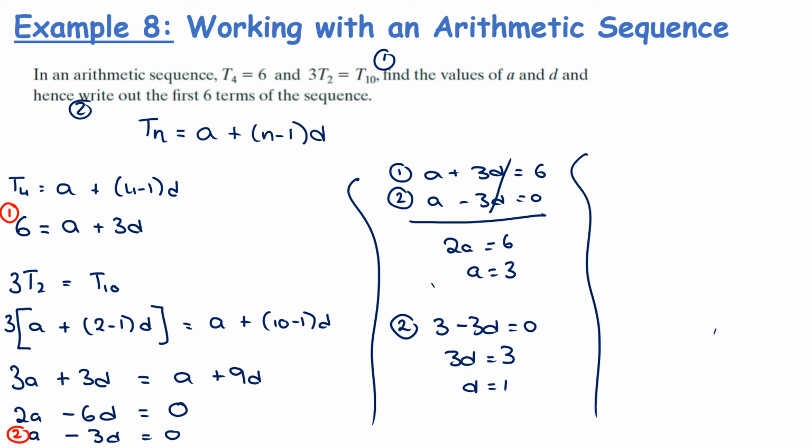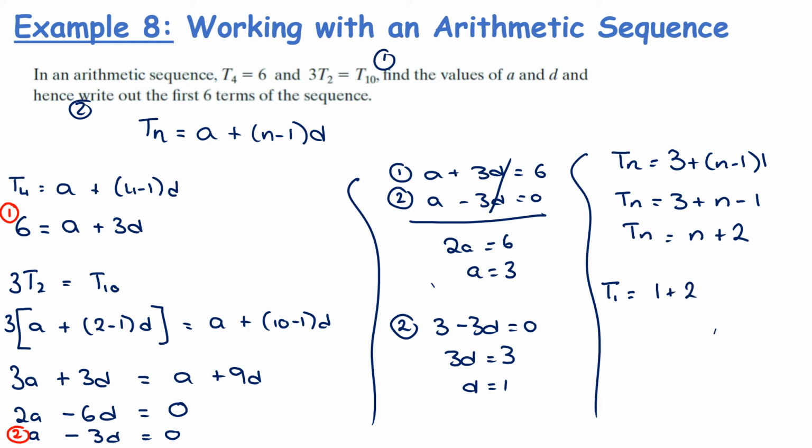So now what I can do is I can go back and get Tn using what I've discovered. So 3 plus n minus 1 times 1. So Tn is equal to 3 plus n minus 1. So Tn is n plus 2. They then wanted me to write out the first 6 terms of the sequence. So I'm going to write T1, and I'm going to have 1 plus 2, which is 3. T2, which is 2 plus 2, which is 4.